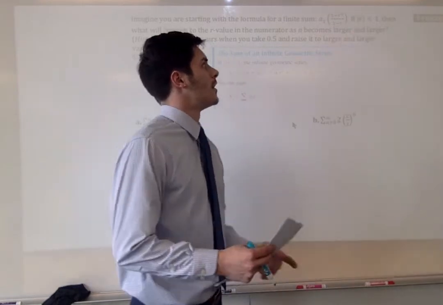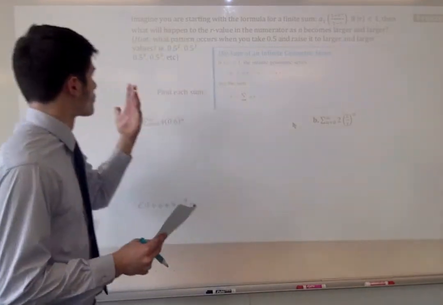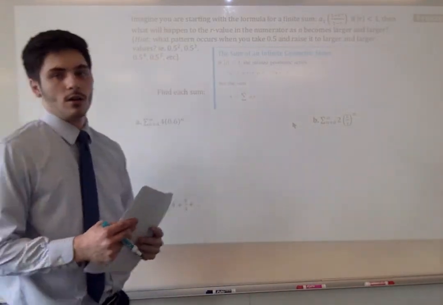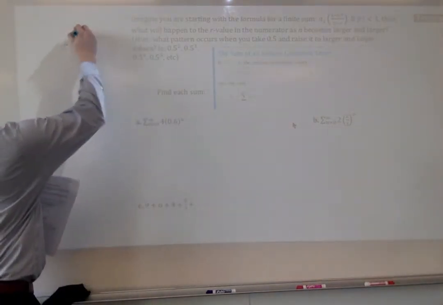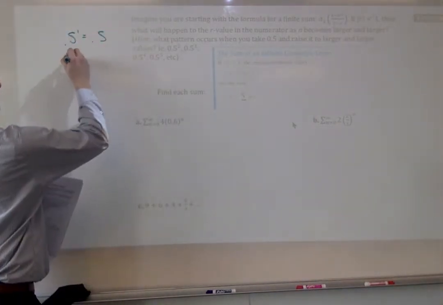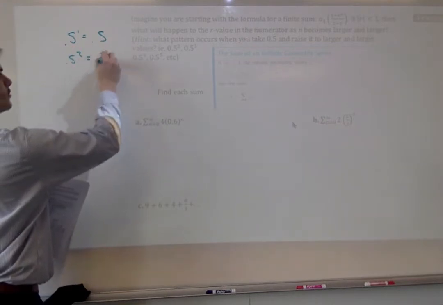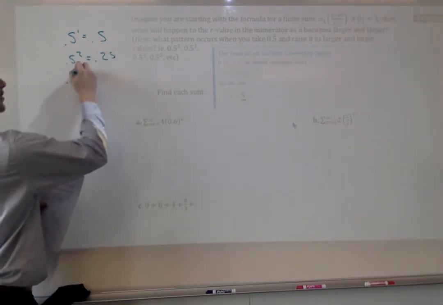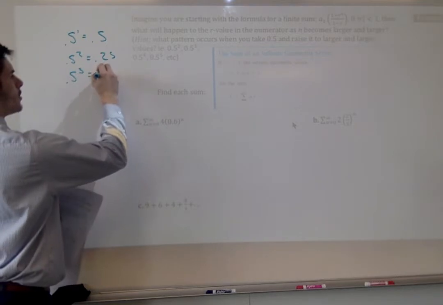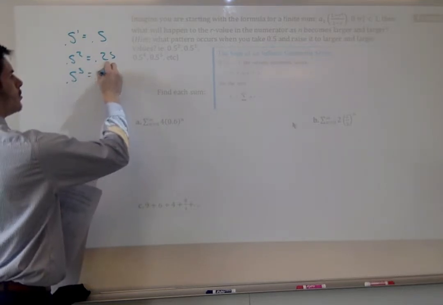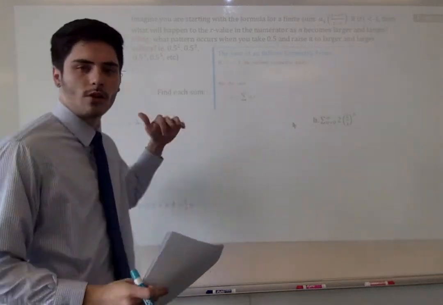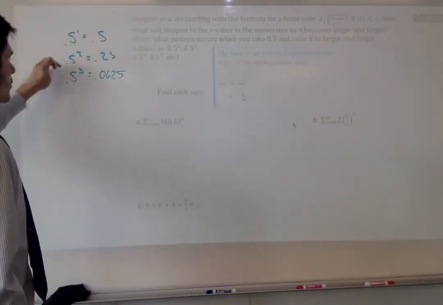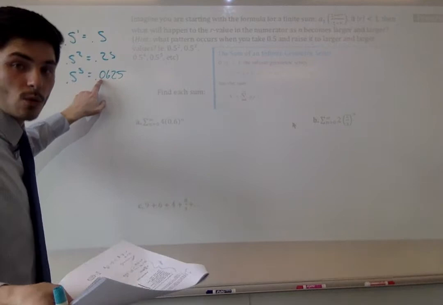So if r is something like, say, 0.5, what's 0.5 to the first? 0.5. What's 0.5 squared? 0.25. What's 0.5 to the third? 0.0625, I think. But either way, it gets smaller and smaller, right? It gets closer and closer to 0.